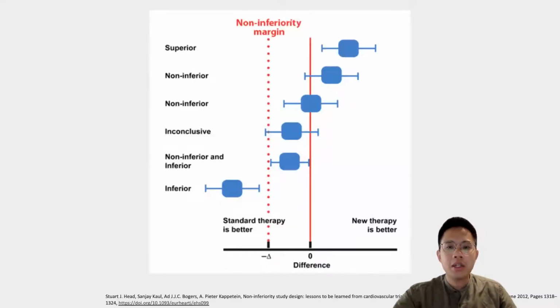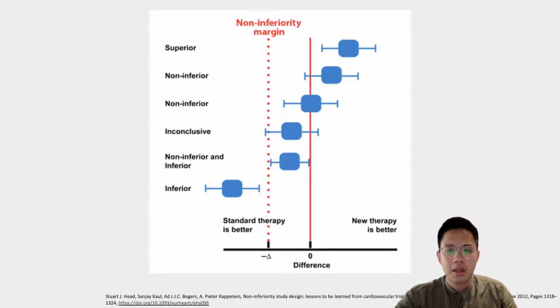As mentioned here, the dotted line basically shows the non-inferiority margin, right? So anything that is more negative than the non-inferiority margin would be considered inferior. So we can see the bottommost indicator shows that because the confidence intervals are more negative than the non-inferiority margin, that treatment will be considered inferior.